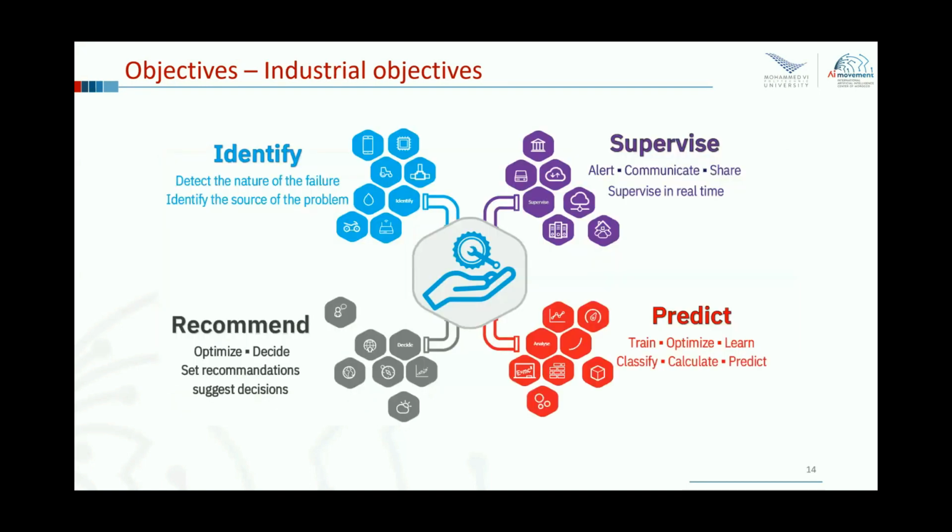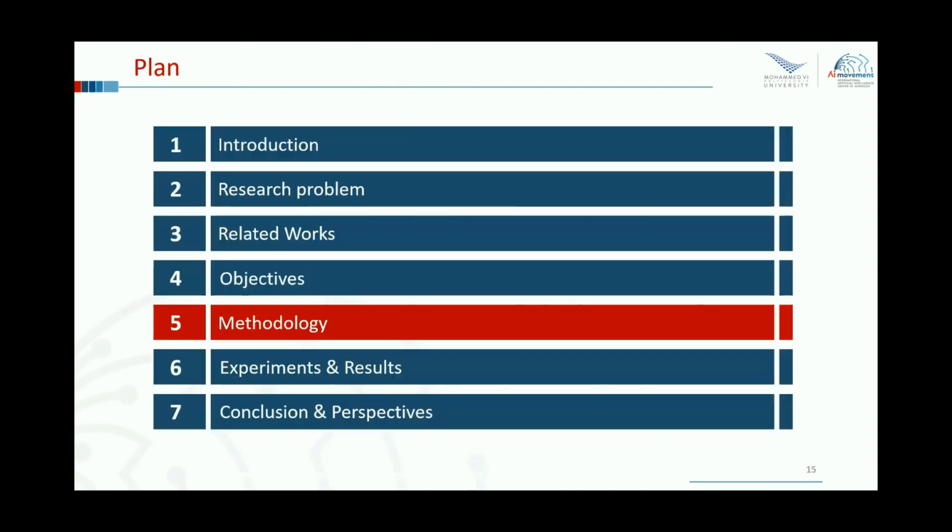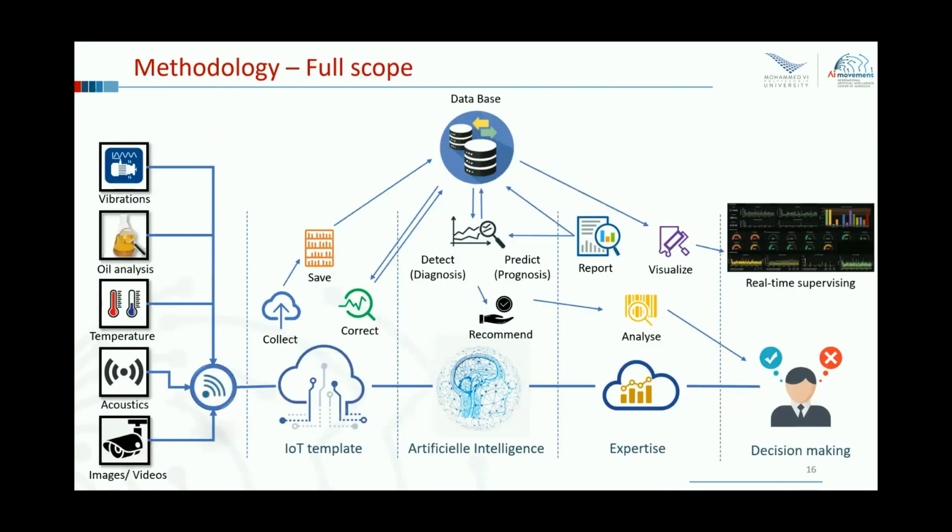Concerning industrial objectives, we are aiming to develop an AI-based tool that covers all the 5 blocks of prognostics and health management, which proactively supervises, identifies, and predicts failures, and also recommends optimal decisions for maintenance agents to take actions. So to achieve this, we put the following methodology.